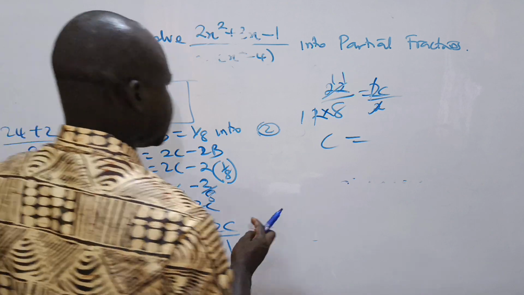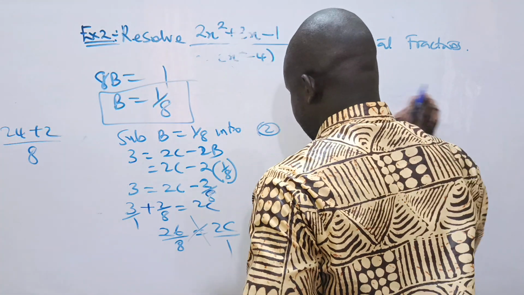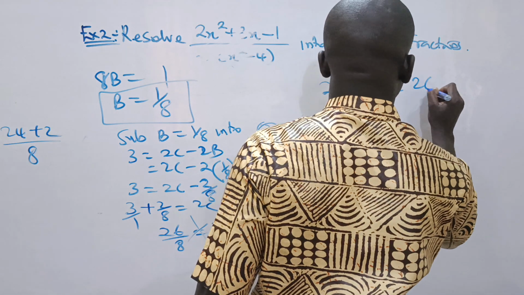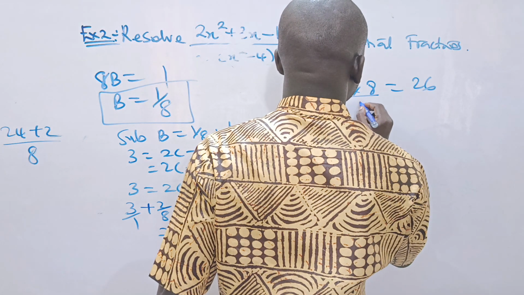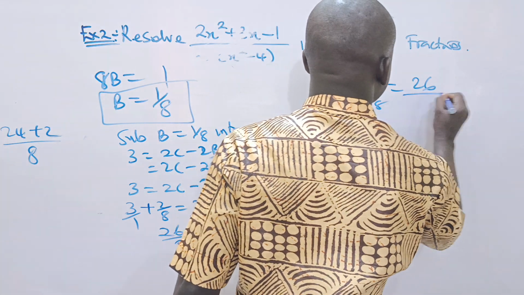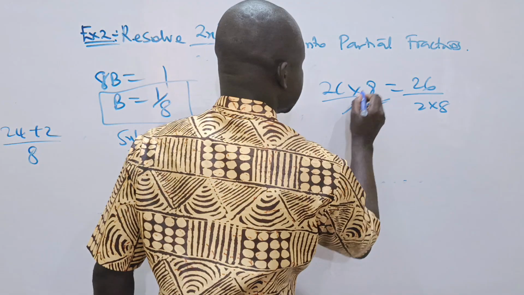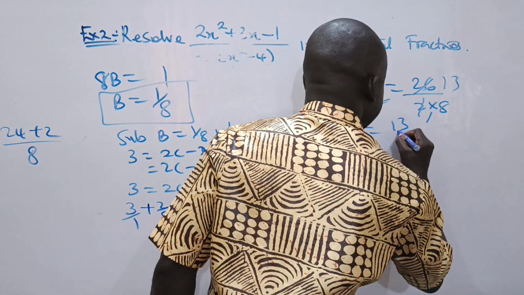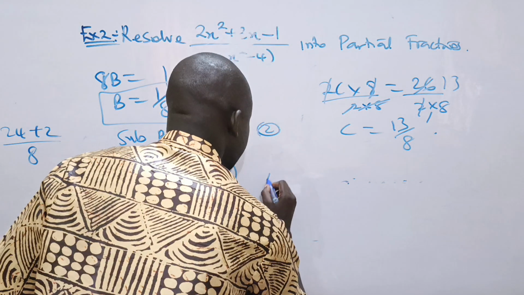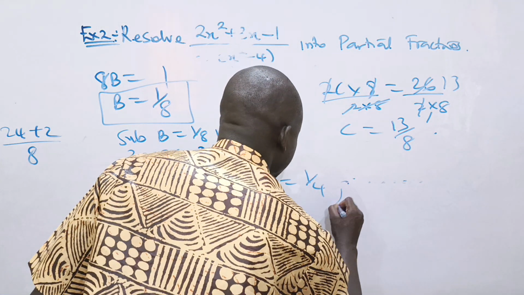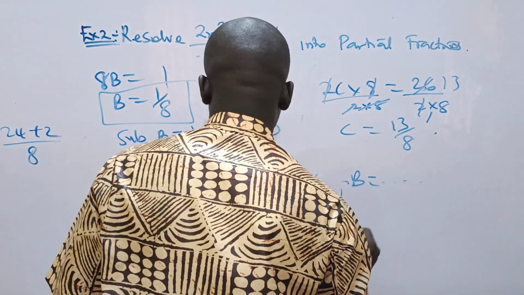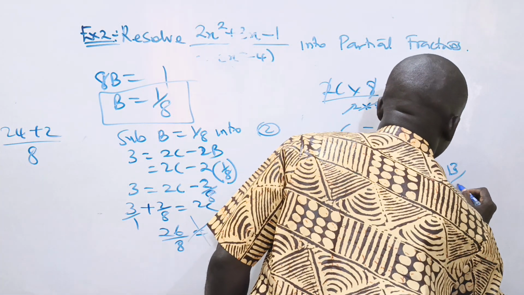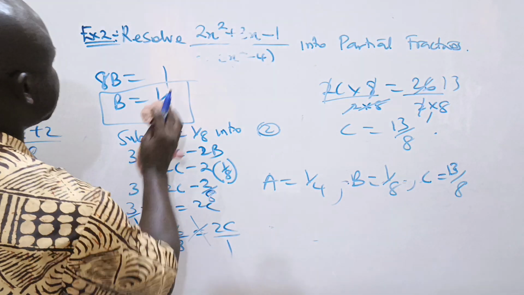So if I cross multiply there, I'm going to have 2c times 8 equal to 26. I will divide both sides by 2 times 8. So c will be equal to 13 all over 8. Therefore, a is equal to 1 all over 4, b is equal to 1 all over 8, and c is equal to 13 all over 8. So we have gotten the value of all the unknowns.